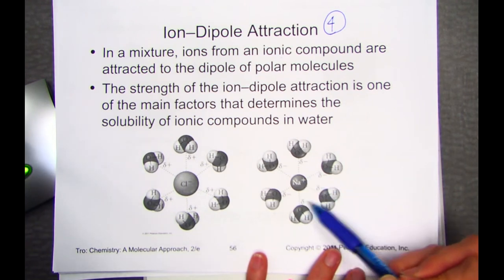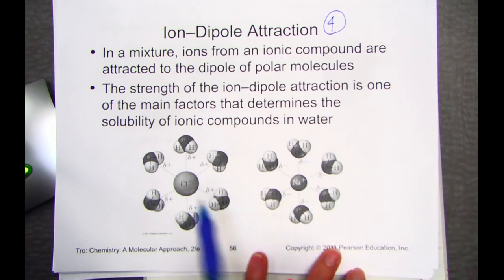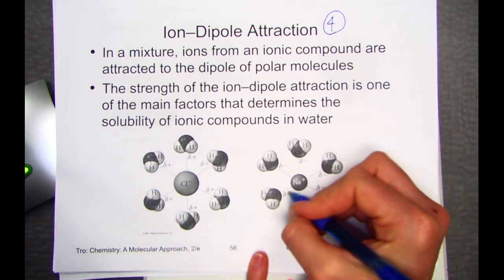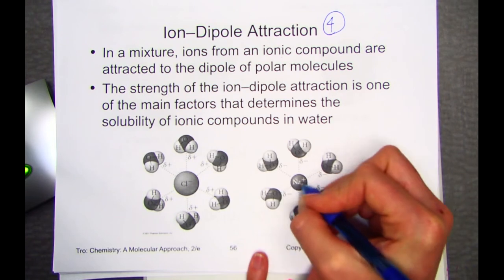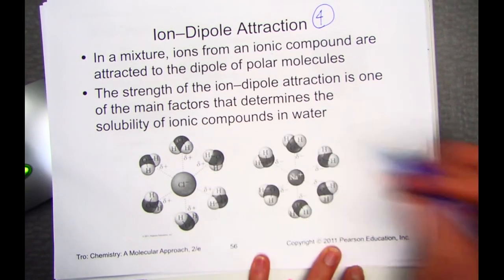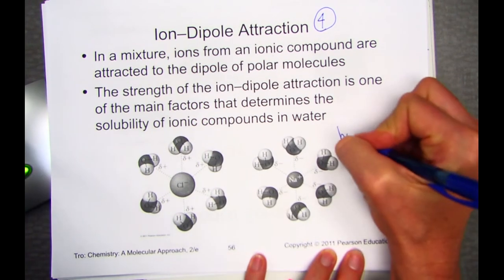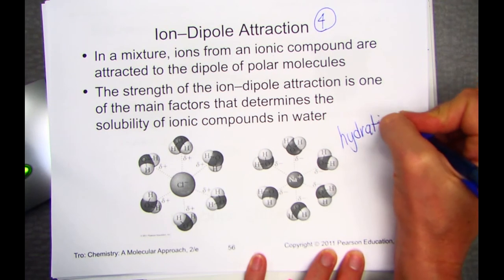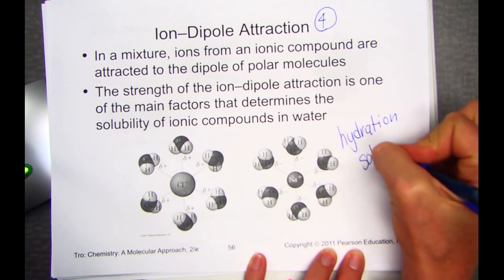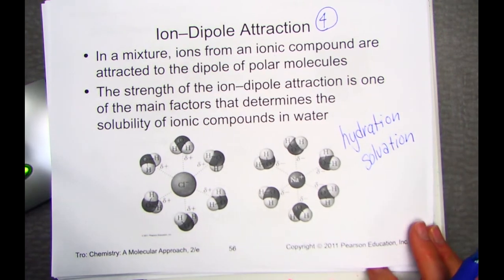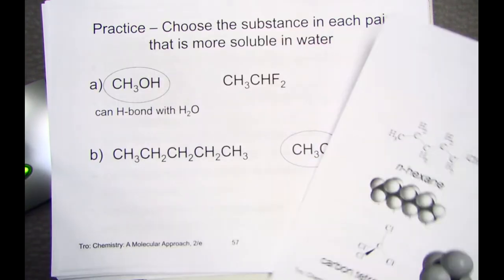The sodium gets aligned with the oxygen of the water. The chloride gets aligned with the hydrogen. The oppositely charged oxygen surrounds the sodium ion. The oppositely charged hydrogen surrounds the chloride ion. This process was what we labeled earlier as the process of hydration or solvation, dissolving an electrolyte into water.